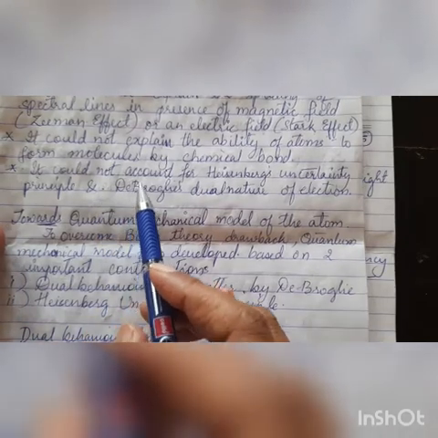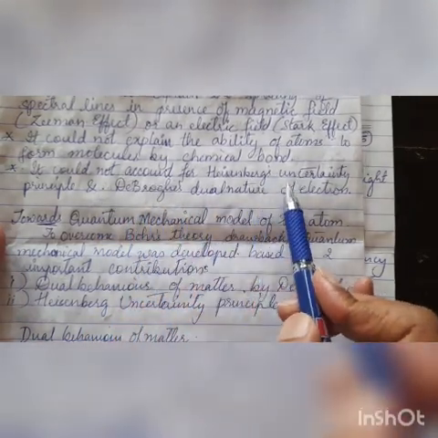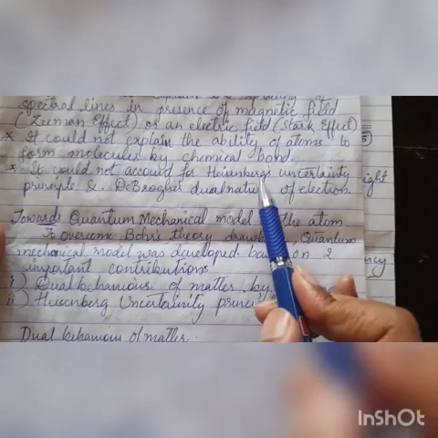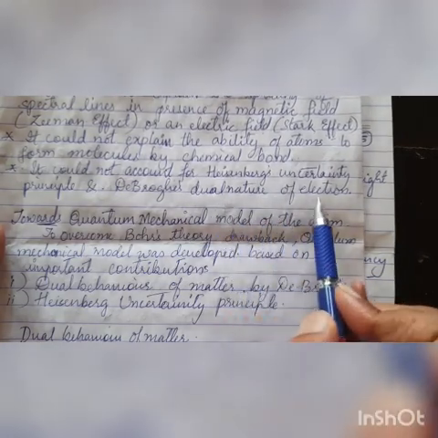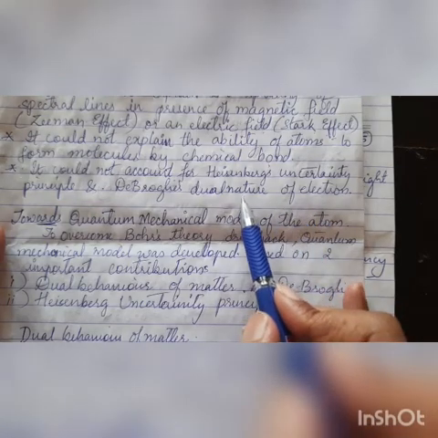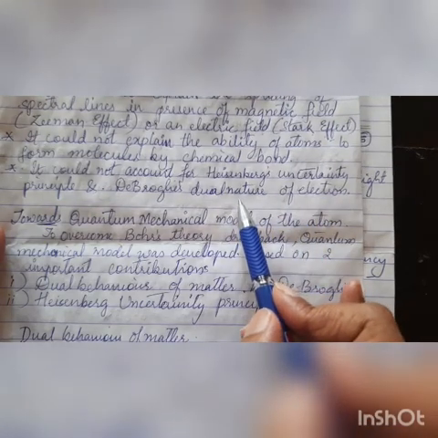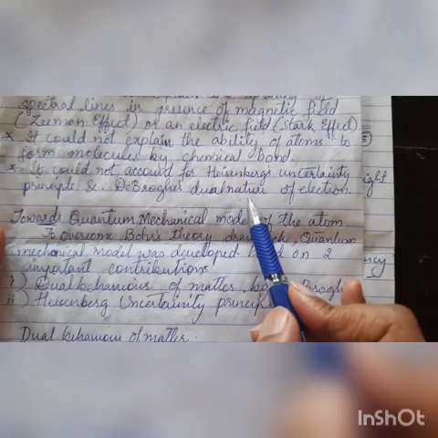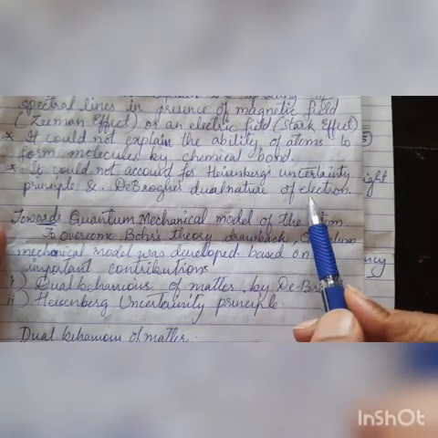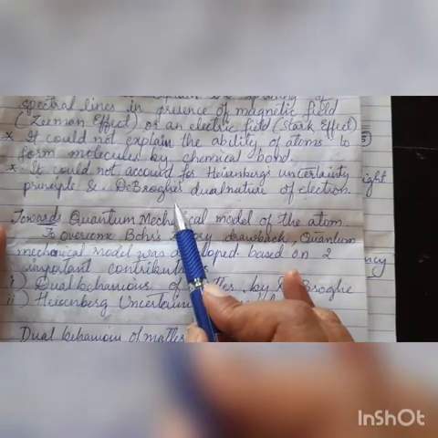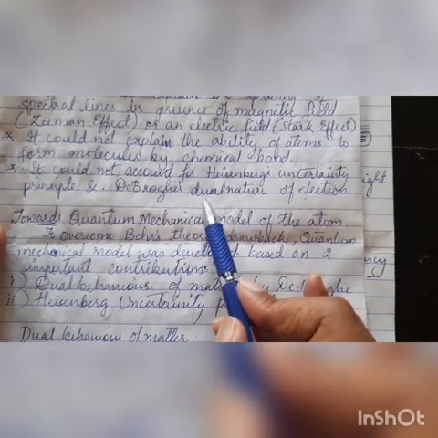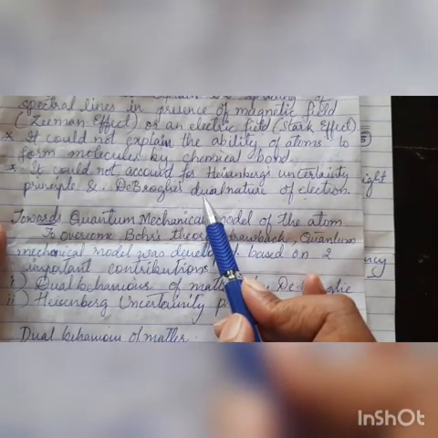So here, there was a concept called the uncertainty principle, which was given by Heisenberg, as well as the dual nature of the electron. We had spoken about the dual nature of electromagnetic radiation. In the same way, we also have the dual nature of the electron. This was given by de Broglie. So these two concepts were also not explained on the basis of Bohr's model of the atom.